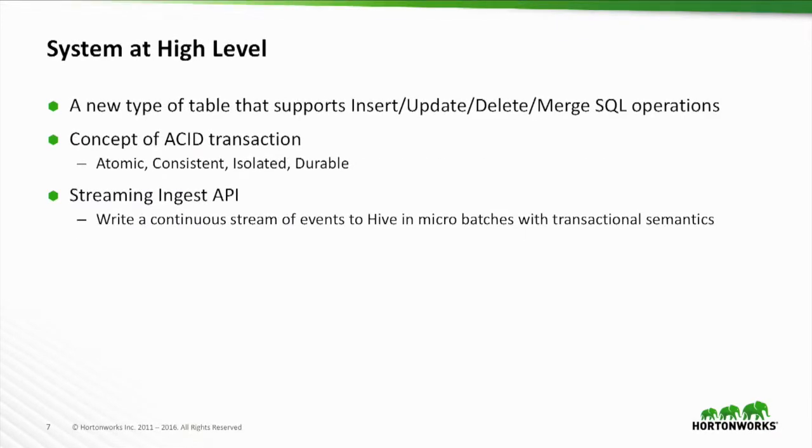So at a high level, how do we support these? Well, we added a new type of table called a transactional table that supports these update, delete, and merge operations. We also introduced the concept of a transaction into Hive, and this is exactly the kind of ACID transaction that you see in every other relational database. The third module is the Streaming Ingest API. It's an API that's specifically designed for this IoT type of use case that allows you to ingest a continuous stream of events into a Hive table in micro batches or micro transactions, but do so efficiently.